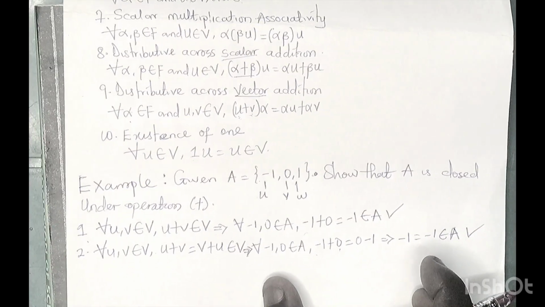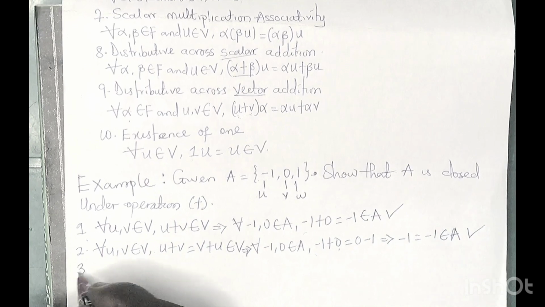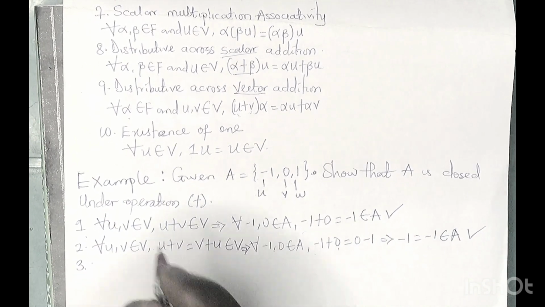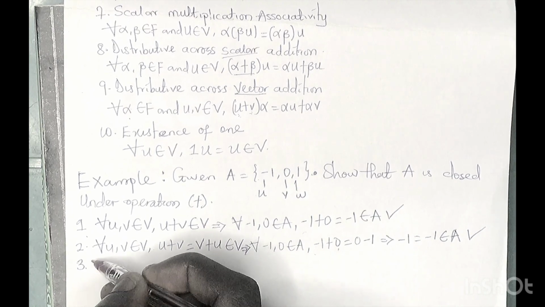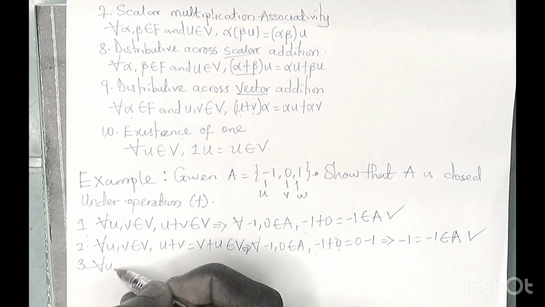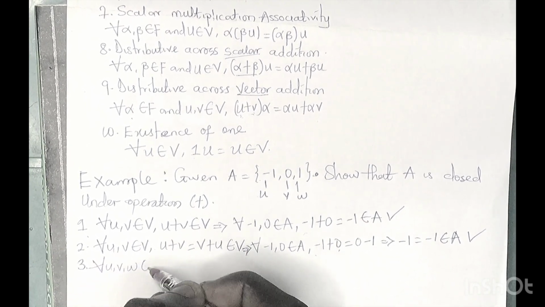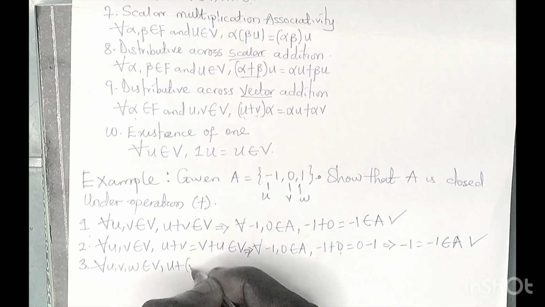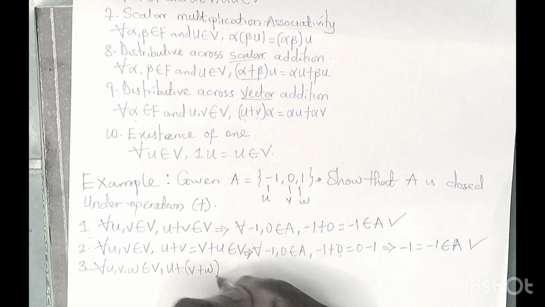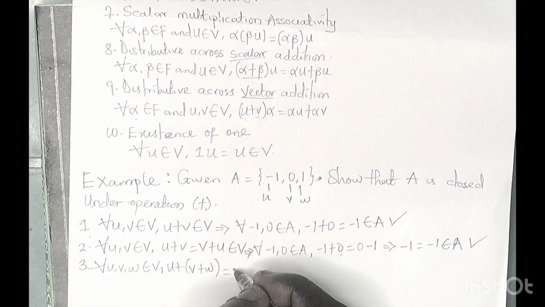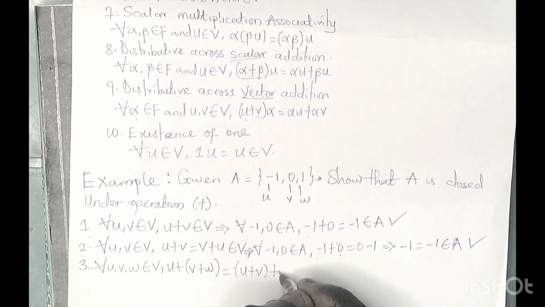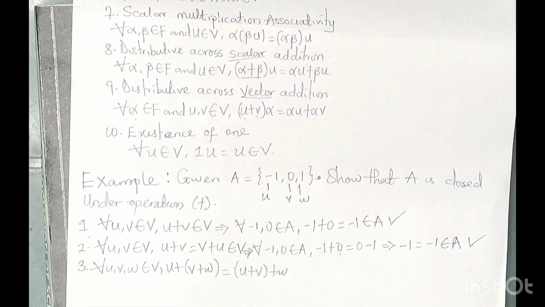Now, number 3. Number 3 is associativity. Associativity is dealing with 3. Don't forget I told you associativity: for every u, v, w in V, u plus open bracket v plus w should give us the same thing as open bracket u plus v close bracket plus w, which should also be in my V. So let's check that.